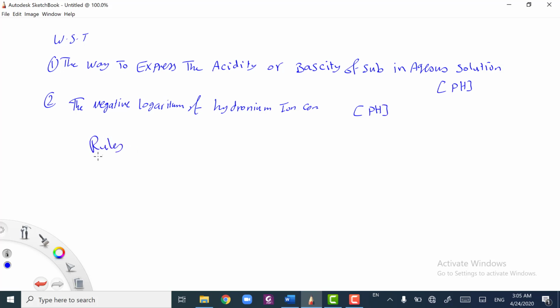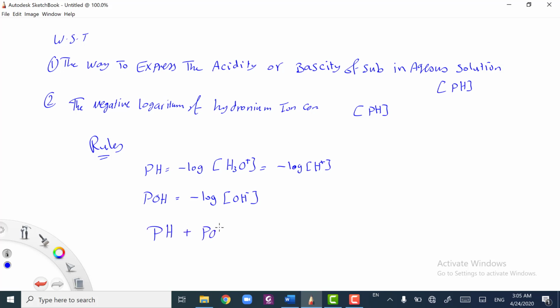Rules: pH equals negative log hydronium ion concentration, also negative log hydrogen ion concentration. pOH equals negative log hydroxyl ion concentration. The value of the pH plus pOH gives us 14.